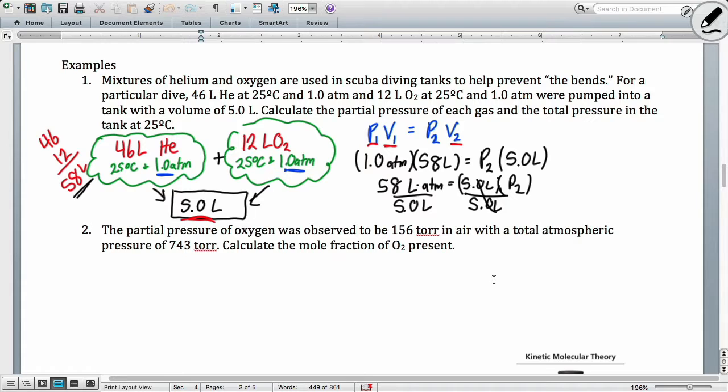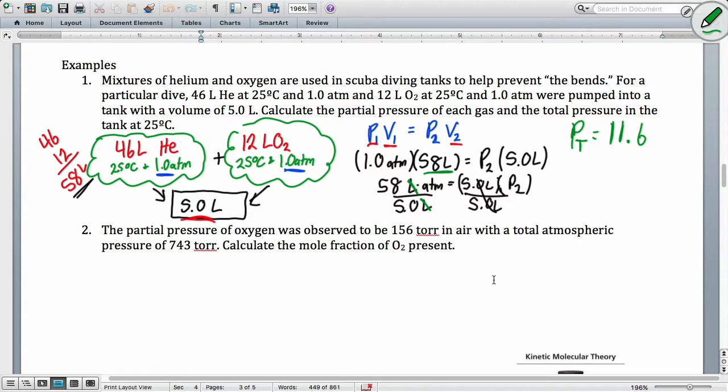And I get 11.6. The liter units cancel out, so I'm left with atmospheres, which is what I expect for a pressure. So my P2 equals 11.6. Okay, now that's the pressure in that 5-liter tank, and this was the sum of both gases. So is that going to be my partial pressures or my total pressure? Yes, that is my total pressure. That is my PT, or P total.